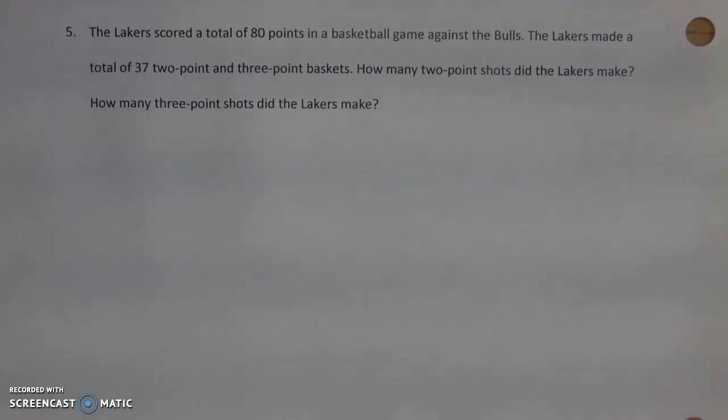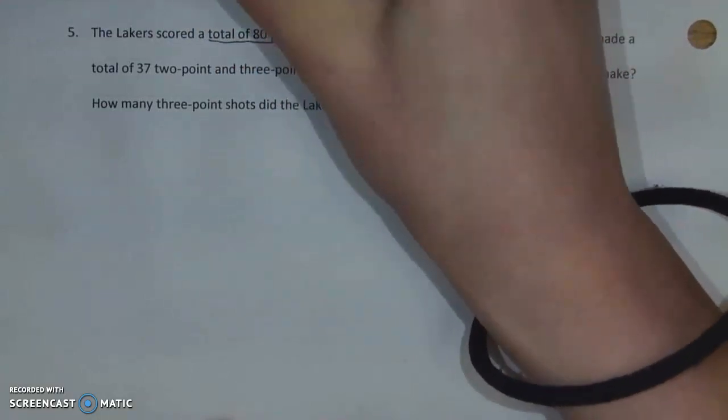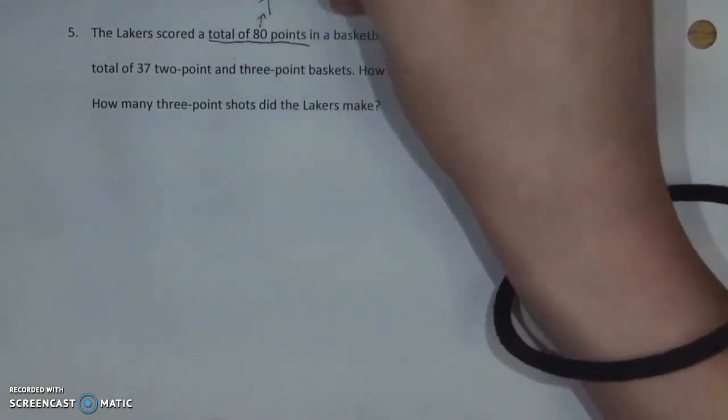The Lakers scored a total of 80 points in a basketball game against the Bulls. The Lakers made a total of 37 2-point and 3-point baskets. How many 2-point shots did the Lakers make? How many 3-point shots did the Lakers make? Well, okay. Right away, I'm seeing the word total. And so that means that 80 points is one of our totals.